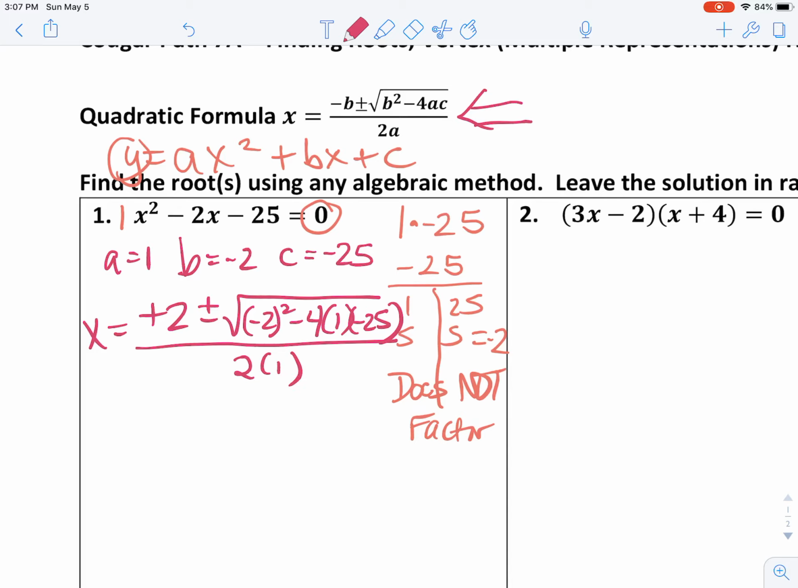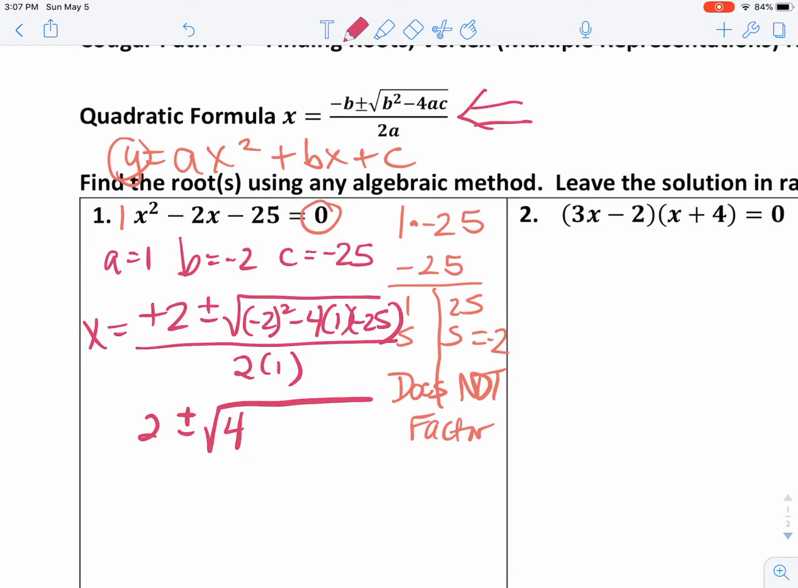Now, a couple things to note. First of all, any number to the second power, any number that you know at this point, will end up being positive, because a positive times a positive is a positive. Negative times a negative is a positive also. So we're going to have 2 plus or minus the square root of negative 2 squared, which is 4.